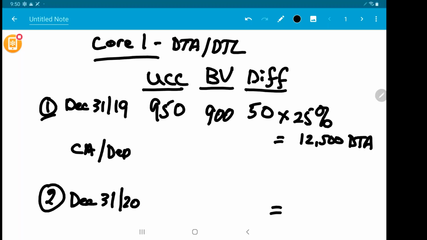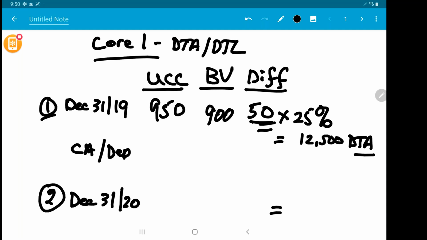Okay, so first things first, what I did to get us all started here is I put in the data from the question for the start of the year. So we're given a UCC of 950 and a book value of 900. So that's a cumulative difference, and I say cumulative because that's important, of 50,000, okay? Times 25% because that was a rate in effect up until the start of the year. Okay, so 50,000 times 25% gives you 12,500 as a DTA.